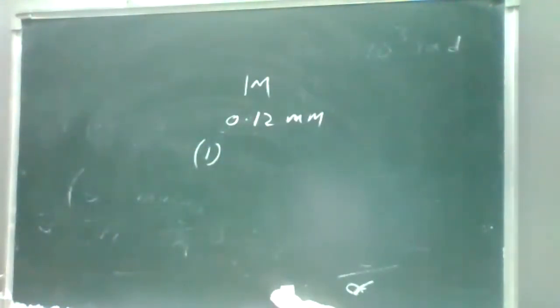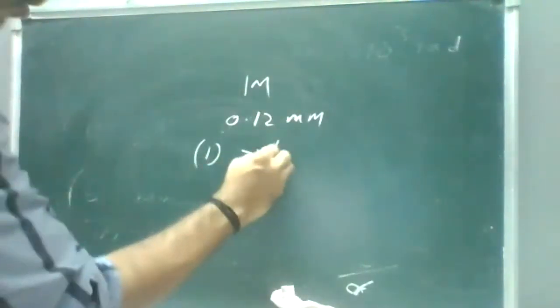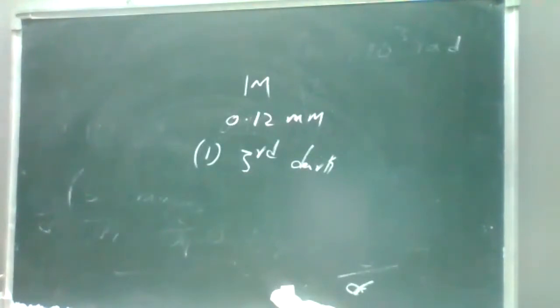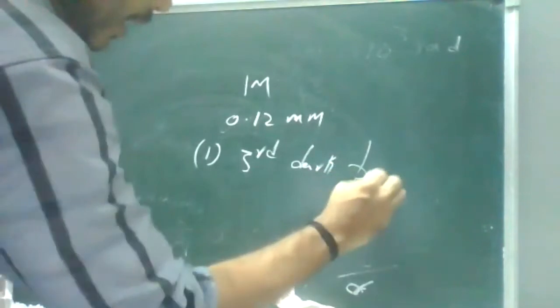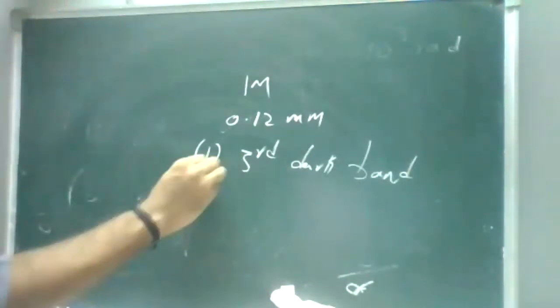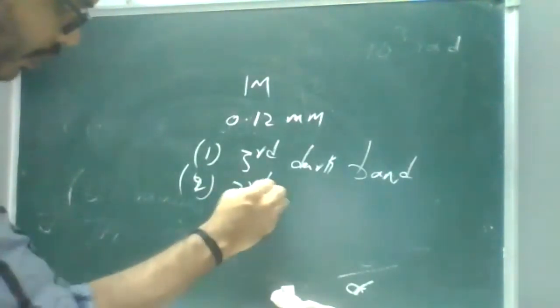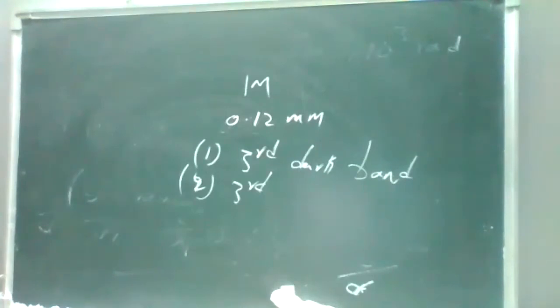the distance of the third dark band from the center of the screen. Next one, second one: the distance of the third bright band from the center of the screen. So we need to find the distance for the brighter and darker bands.